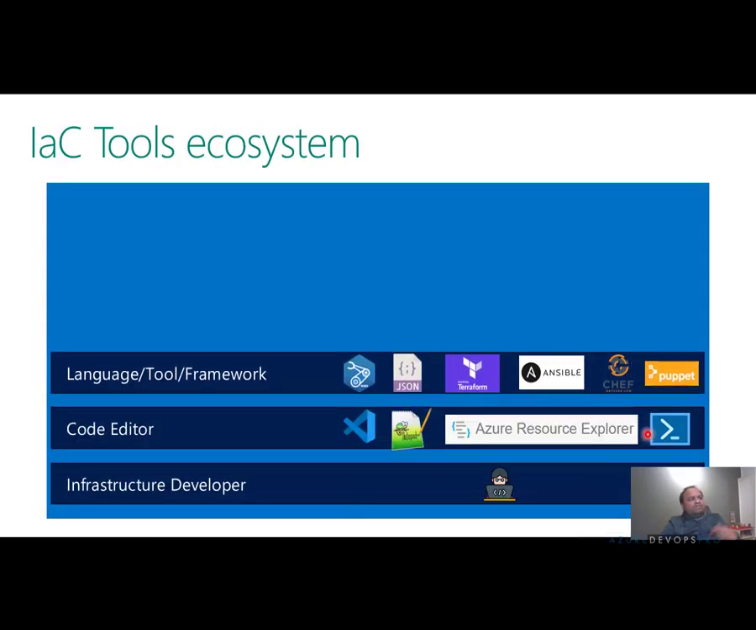Then language, tool, framework. So you have to pick one of the languages that you want to work with. The first one is Azure Bicep. It's the icon of Azure Bicep. We are going to do a lot of Azure Bicep. Then we have this JSON, which is called ARM template.